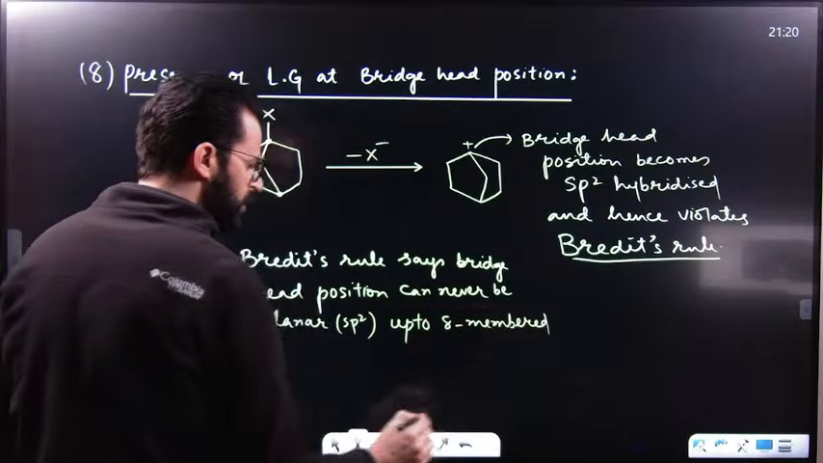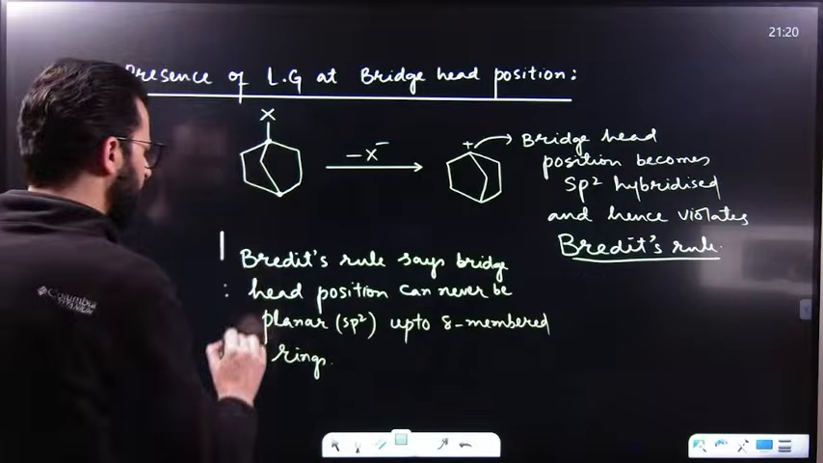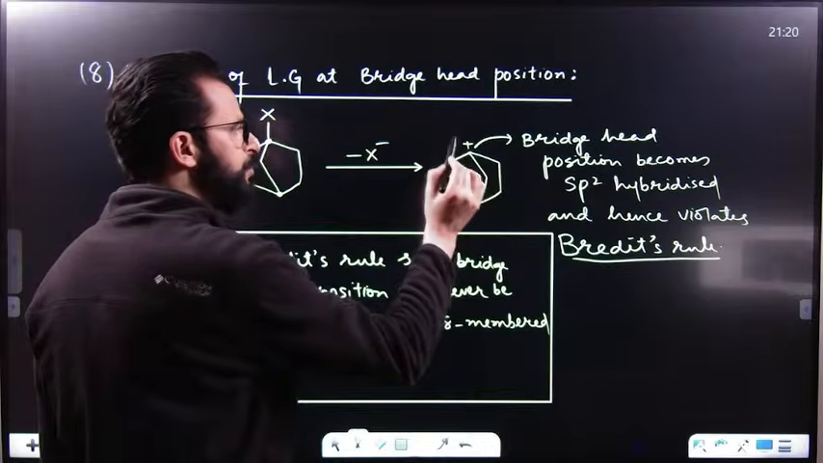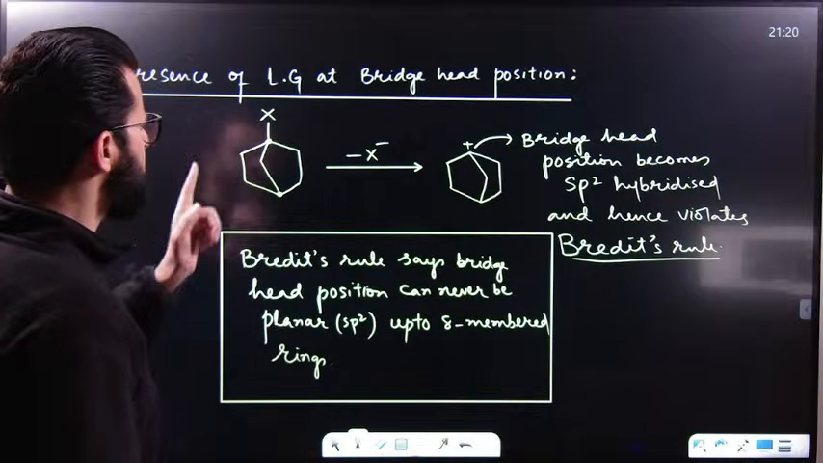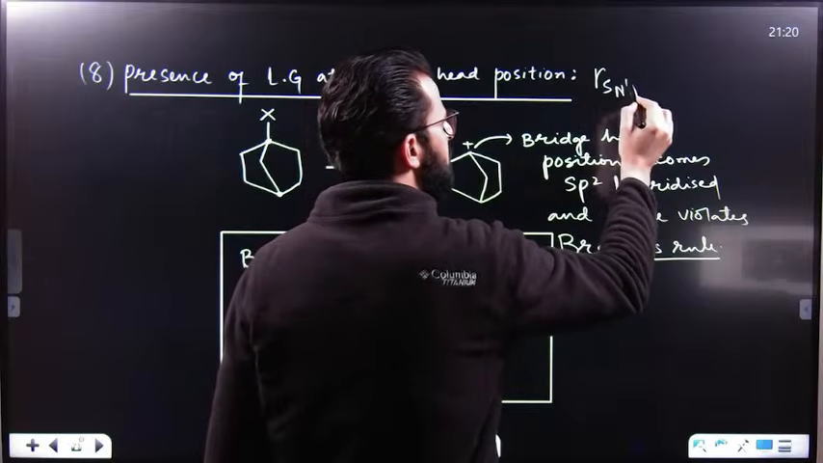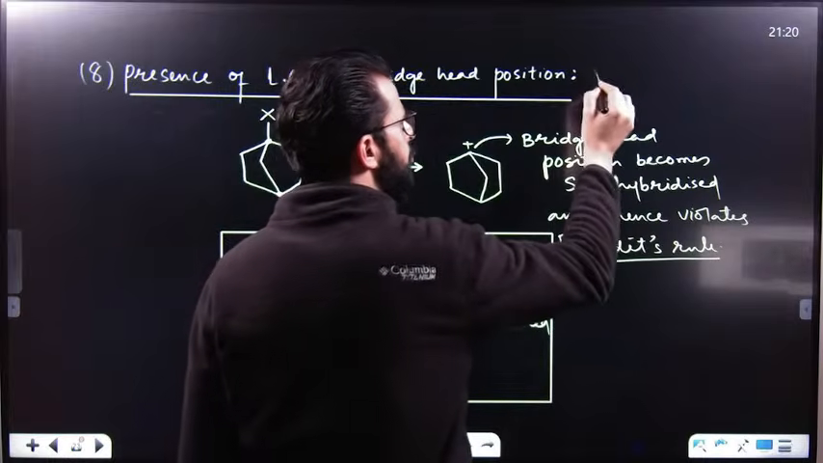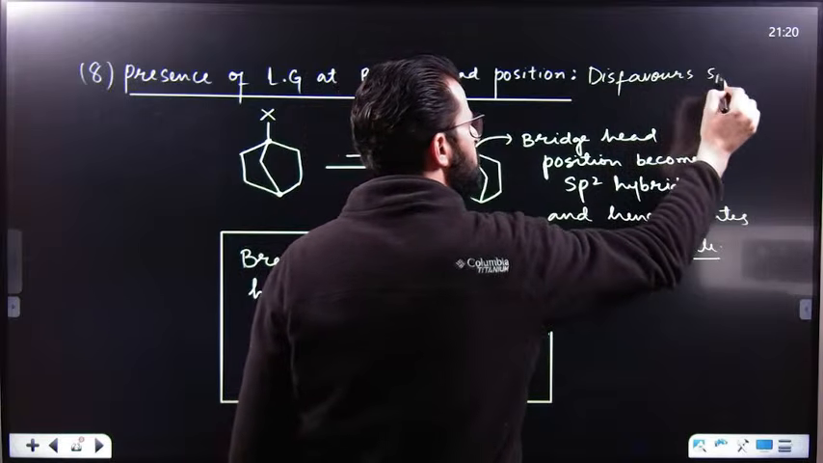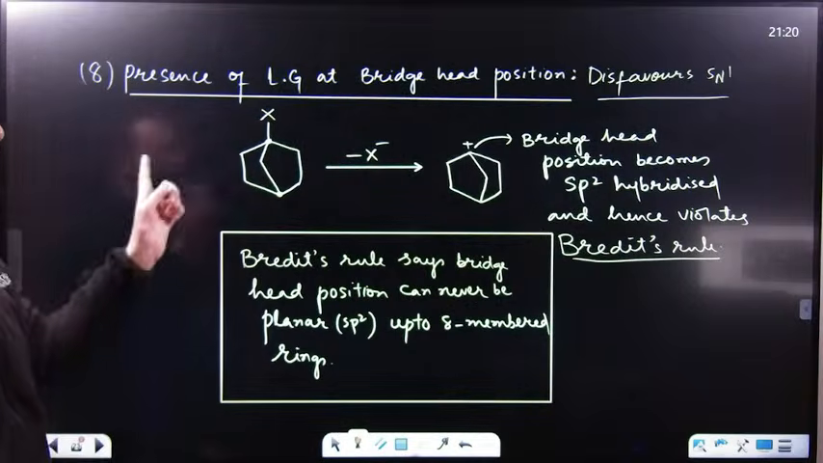So if the bridgehead position cannot be planar, cannot be sp2 hybridized according to Bredt's rule up to 8-membered rings, we cannot form a positive charge at the bridgehead position as it is highly unstable. Because we cannot form this, it is highly unstable. Hence, such a condition does not favor SN1. That means SN1 cannot occur. So I simply write that this condition disfavors SN1. Such compounds do not show SN1 reaction in which the leaving group is attached to the bridgehead position.